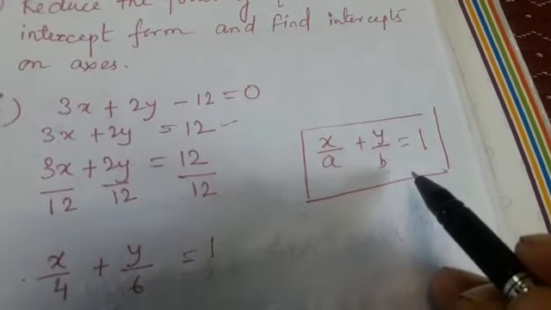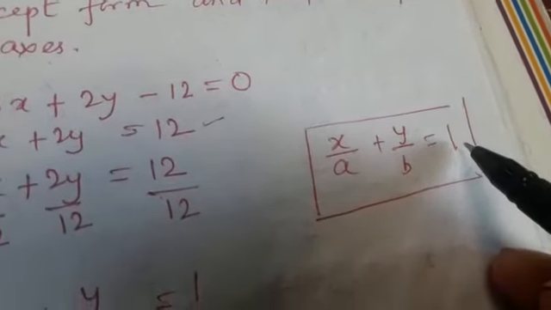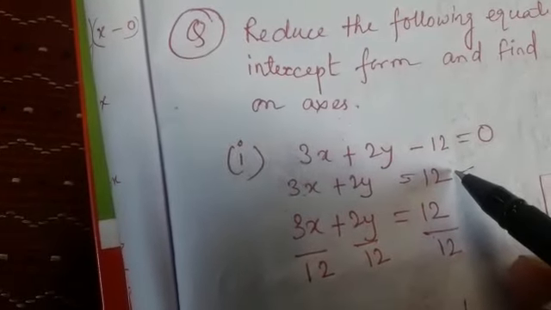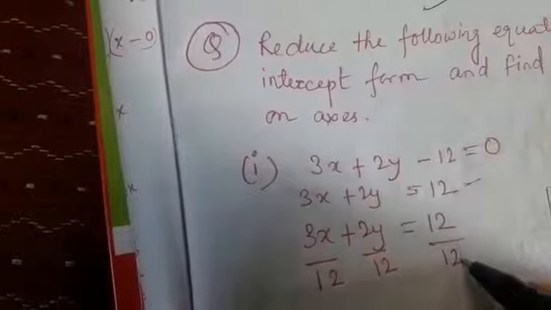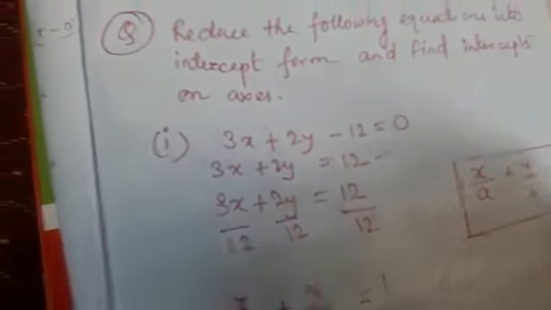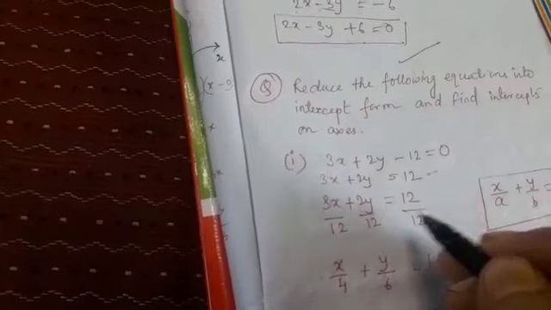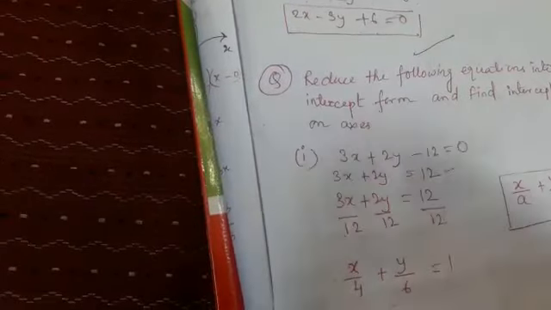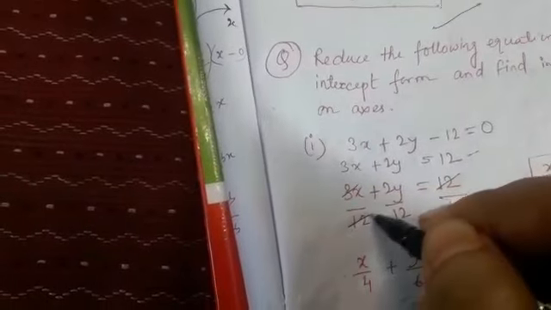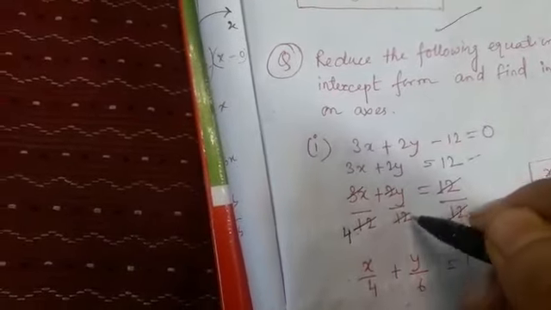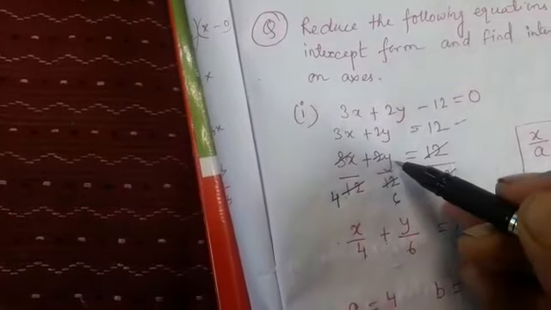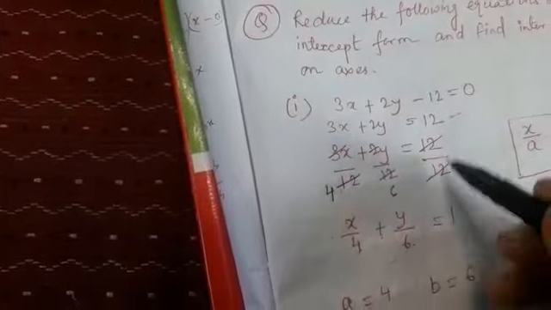Now see, this is the equation of a line in intercept form. Yesterday we have seen that in the RHS we need 1. So to make the RHS 1, we will divide by 12 throughout this equation, because 12 by 12 will get cancelled and give you 1 in the RHS, which is our requirement in intercept form. 3 fours are 12 and 2 sixes are 12, so you are left with x by 4 plus y by 6 is equal to 1.